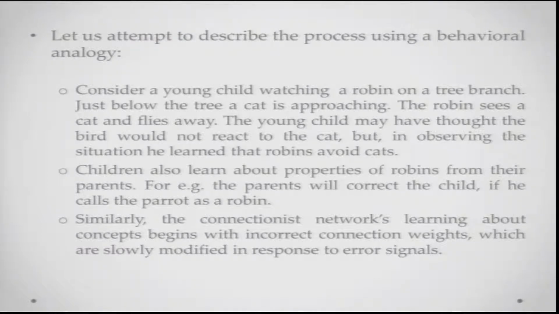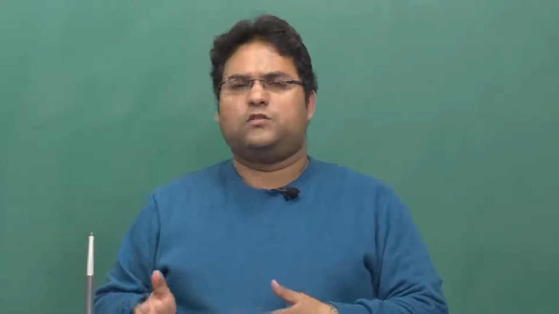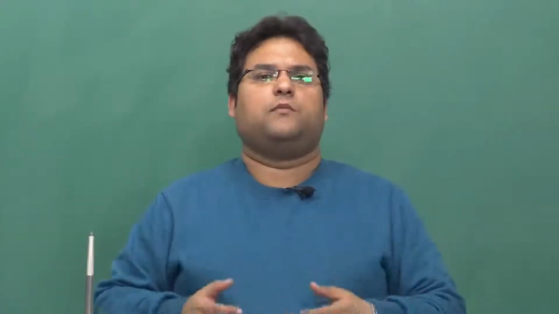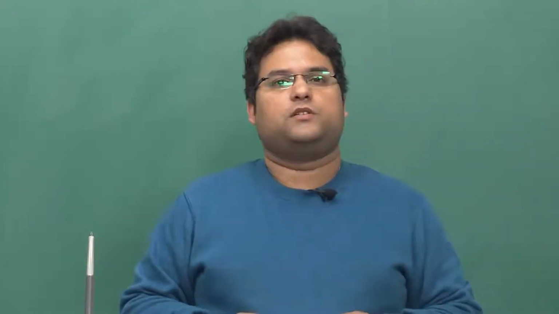Now children do this a lot. Children learn about properties of robins from their parents as well. So this one was observation, something that the child learned in action, but there are other ways also in which children learn something. They are often told by parents or teachers or by books.